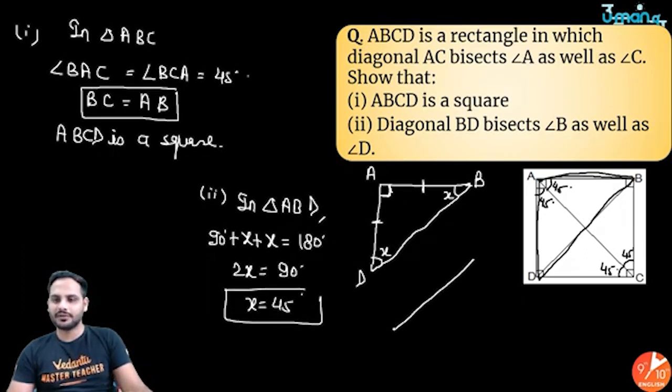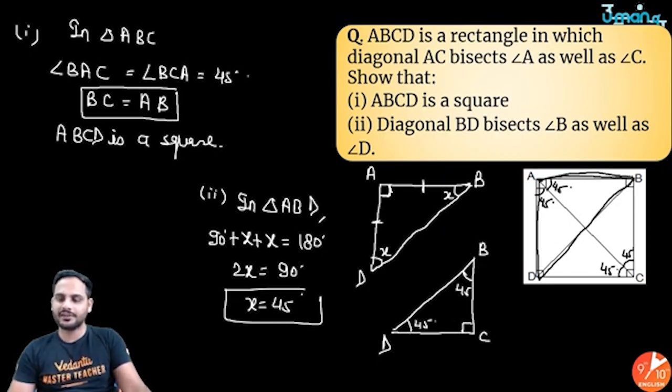Then talk about this triangle BCD. So this is 90. Again by the same method, it will be 45 degree. This is also 45 degree. So you can clearly see BD is also dividing them in two equal parts, 45 degree, 45 degree.